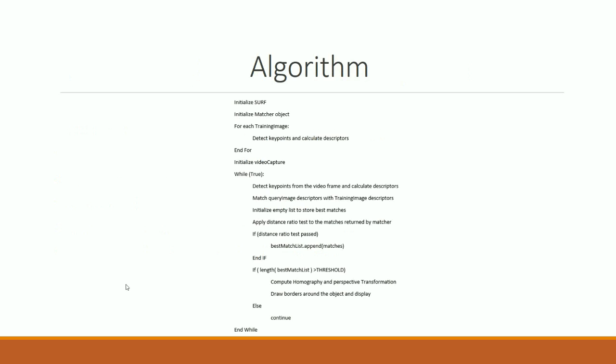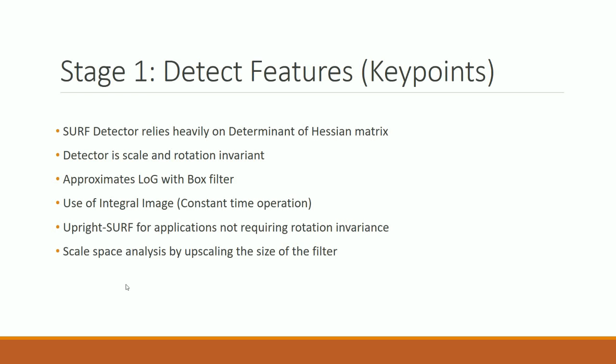Okay, so the next slide is step 1. Stage 1 was detecting features, for example detecting key points. In this we have used the SURF detector, which relies heavily on the determinant of the Hessian matrix, and we also looked at the demo that SURF is scale and rotation invariant, and we also explained the meaning of it.